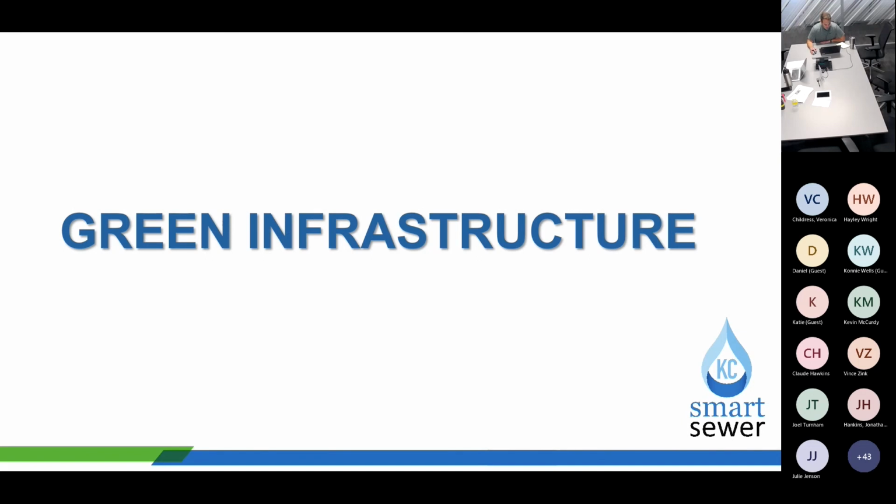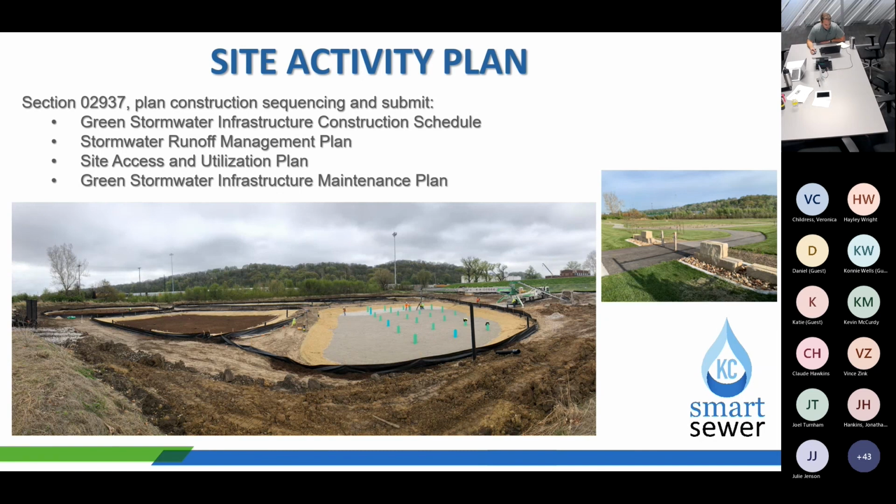With that, we'll get into the next project type, which is green infrastructure. And first off, getting into green infrastructure, one important component is obviously the site activity plan. You should make sure that the contractor has submitted their plan per spec. It's usually wanting to see that submitted within 30 days of the notice to proceed. Within this plan, incorporates green stormwater infrastructure construction schedule, stormwater runoff management plan, site access and utilization plan, green stormwater infrastructure maintenance plan as well.